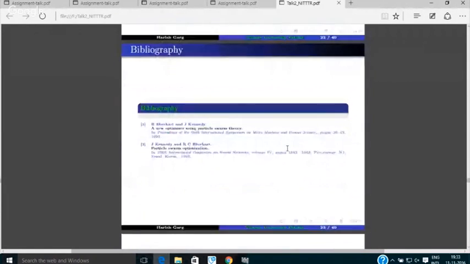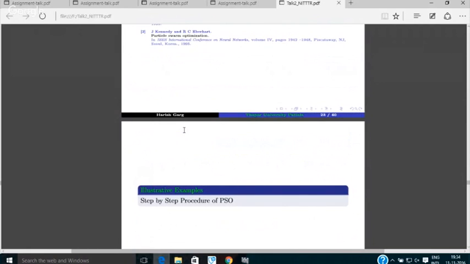These are the two scientists, Eberhart and Kennedy, who developed this new optimization technique in 1995. This is the reference for particle swarm optimization. After this tea break, I will explain the step-by-step procedure of the PSO, how you can solve all these theories manually. Based on that, you can create a MATLAB program. This is a basic overview of particle swarm optimization.